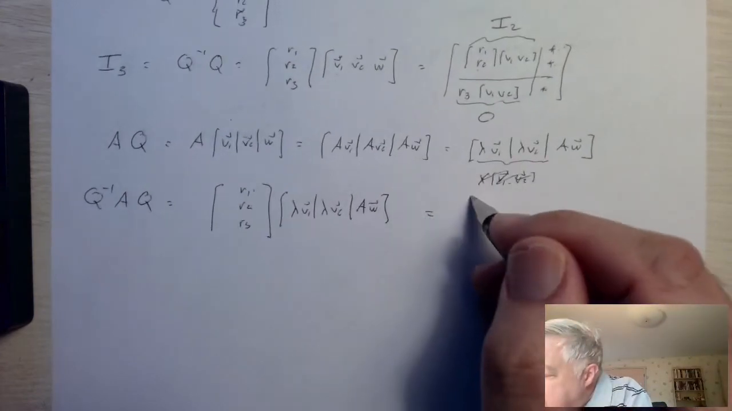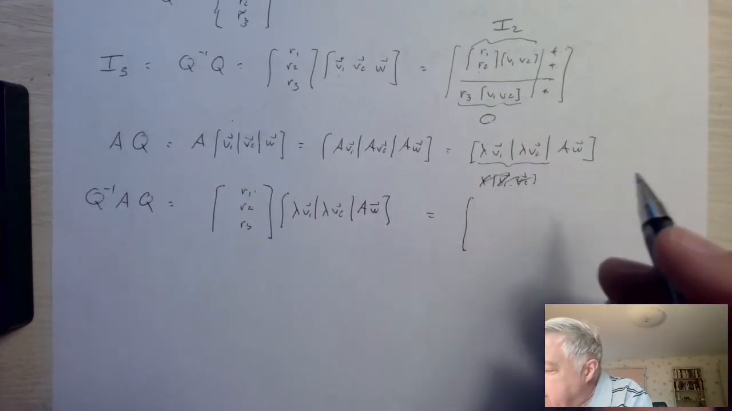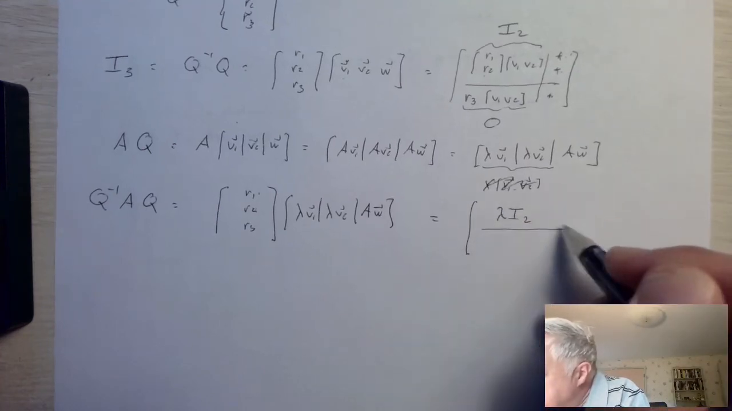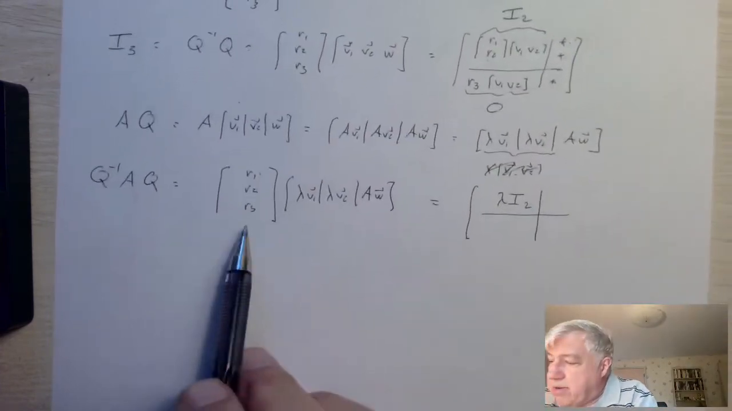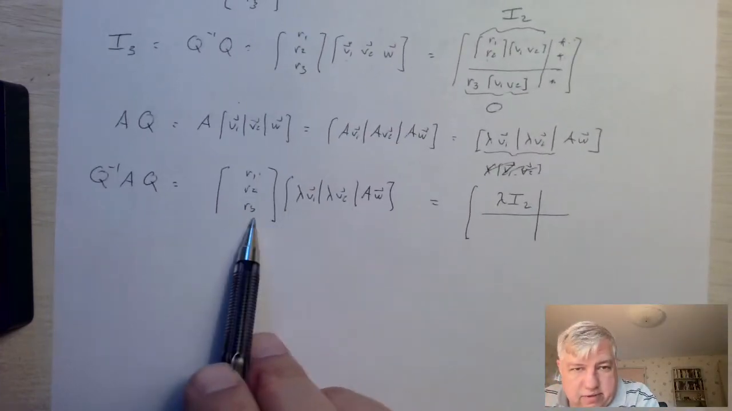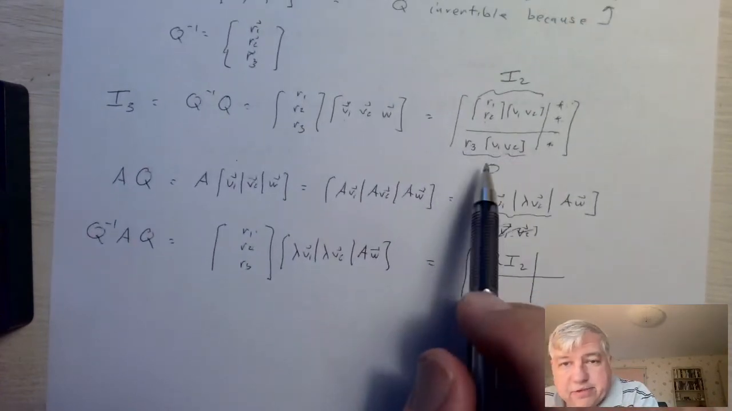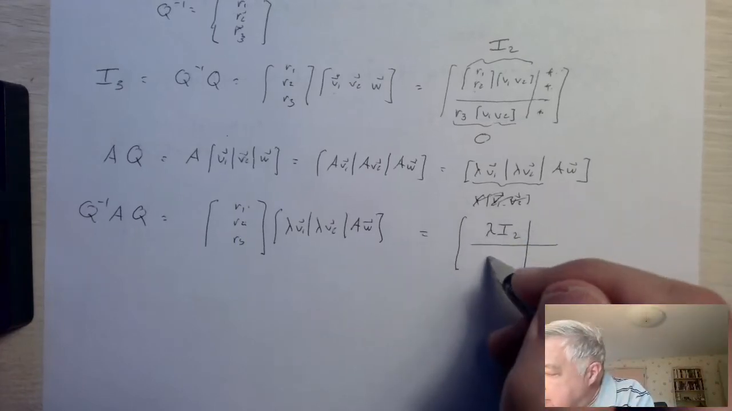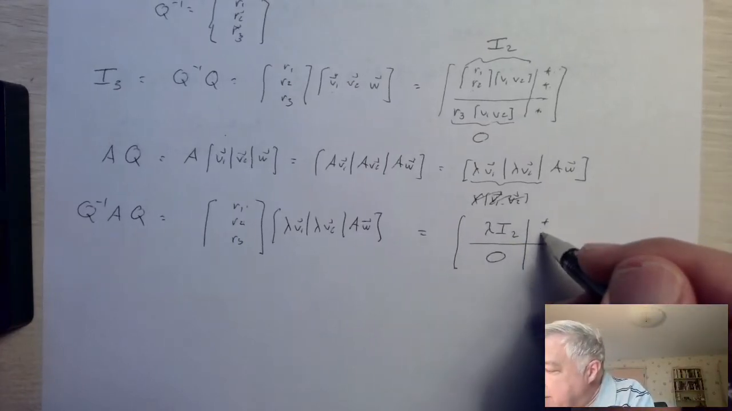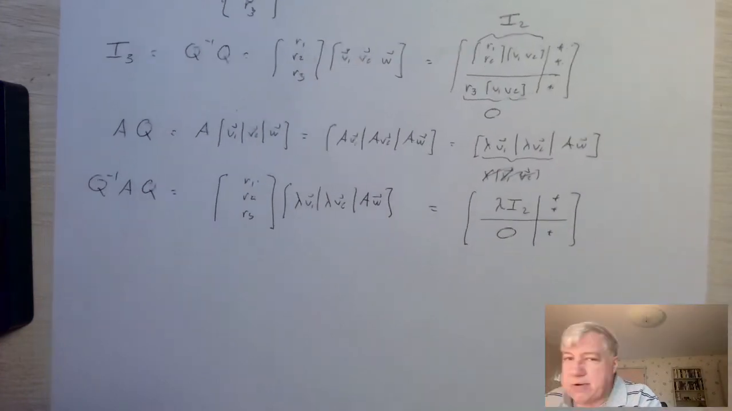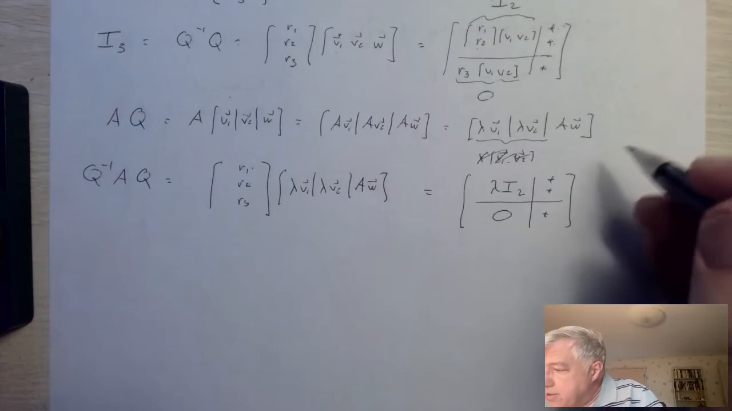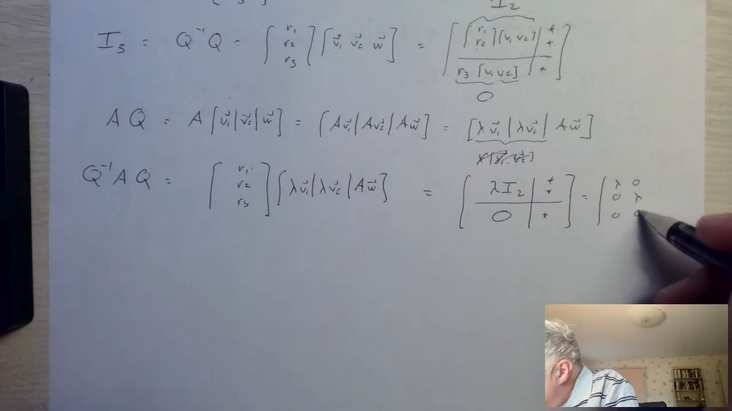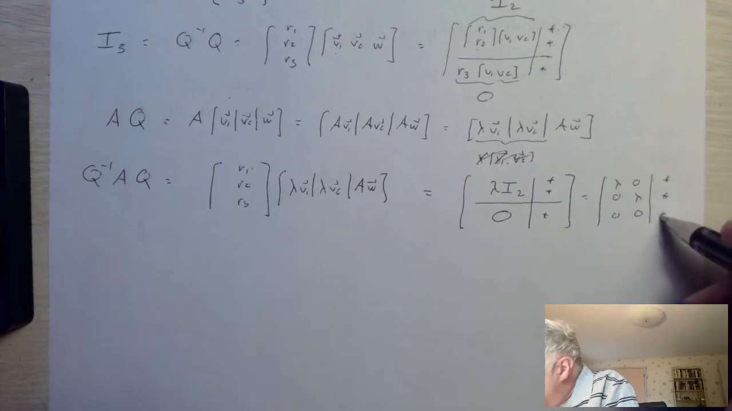So what we're going to get is that this is going to be lambda I2, and then here we have R3 lambda V1, R3 lambda V2, and we saw that this was 0, and if we multiply it by lambda, it's still 0. So this will be 0, and then we have something here which we don't care about. The three other elements we don't care about right now. So this is going to be lambda 0, 0, lambda 0, 0, and something, something, something.